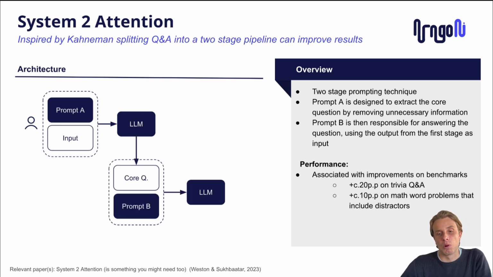And then we have a prompt B, which is responsible for answering the question. So we've extracted the core question, and now prompt B is trying to answer that question. We pass that result to the large language model, and we get the output, which is then returned to the user. In terms of performance, the authors note a 20 percentage point increase on trivia Q&A. So this is something that you could explore if your specific feature is heavily reliant on answering questions.